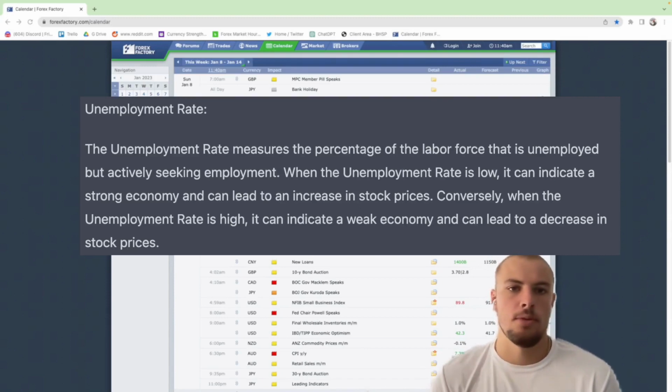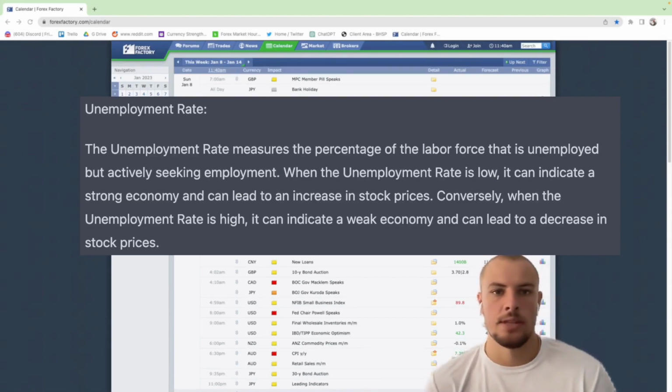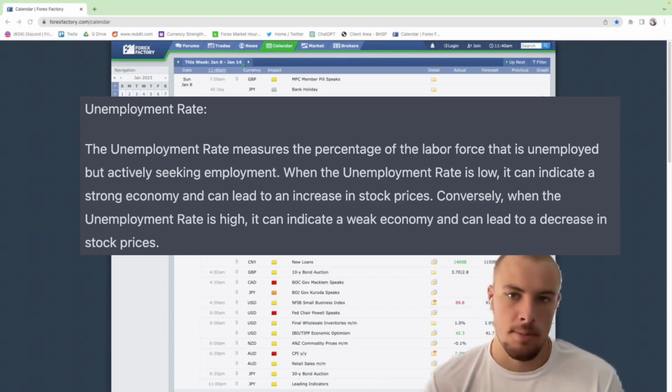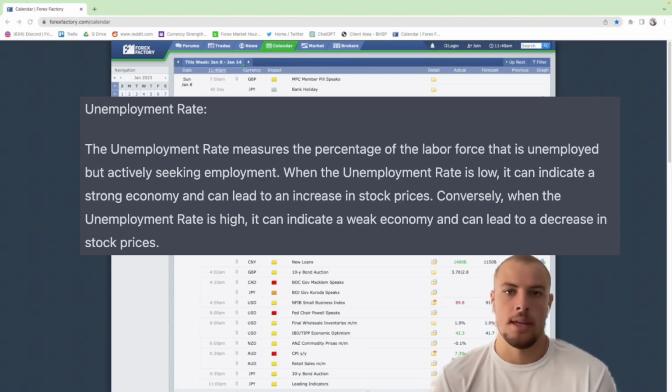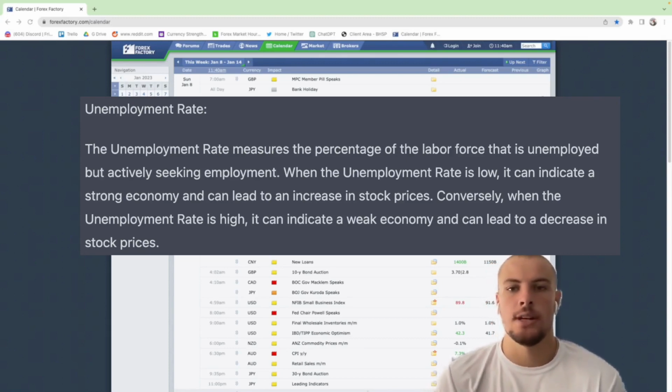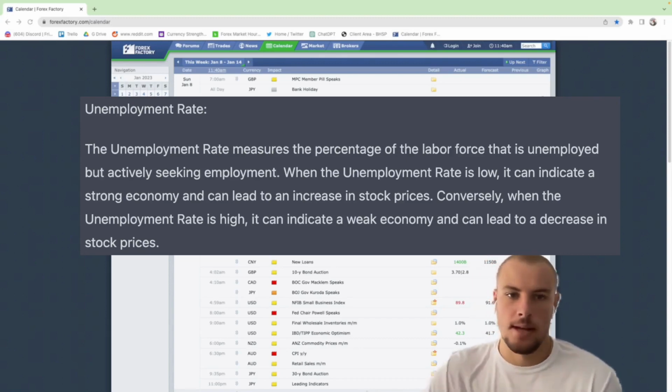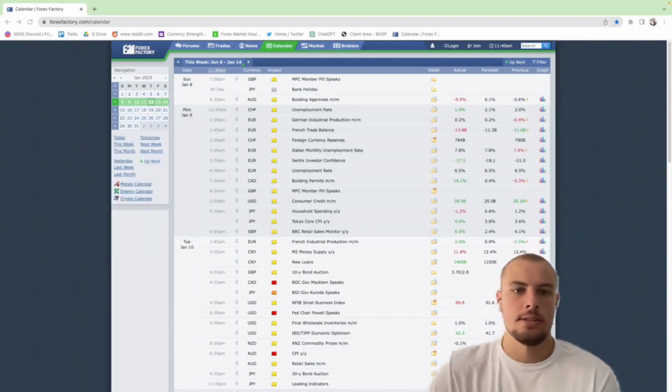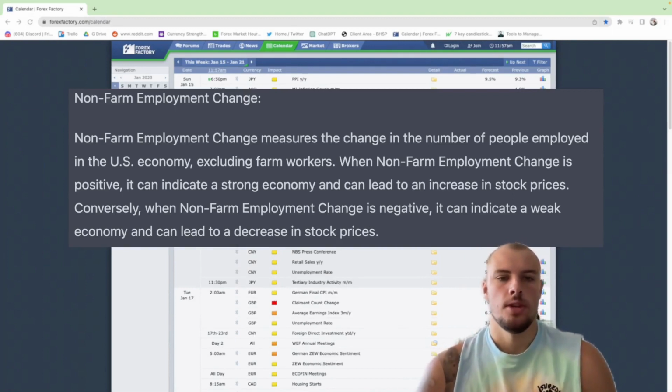The next one is the employment rate or the unemployment rate. The unemployment rate obviously measures the percentage of labor force that is unemployed but actively seeking employment. When unemployment rate is low, it can indicate a strong economy and probably an increase in stock prices. But when the unemployment rate is high, it can indicate a weak economy, which can lead to a decrease in stock prices. All right. The next important indicator is the non-farm employment change.